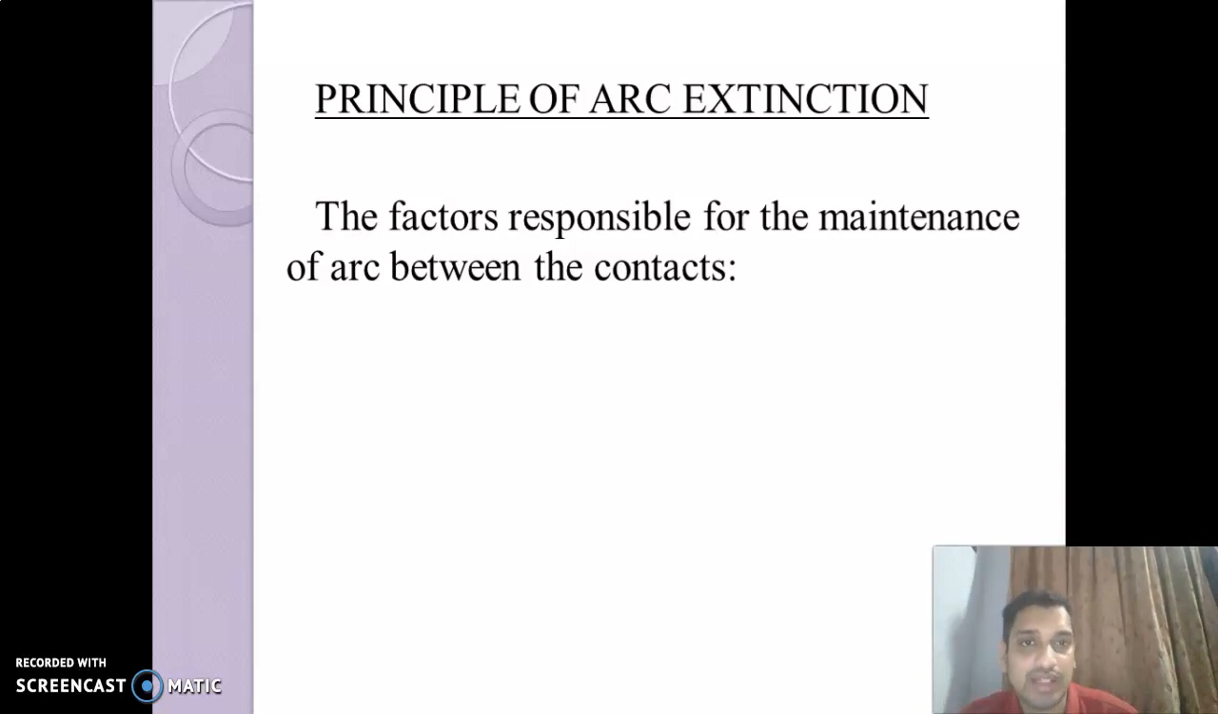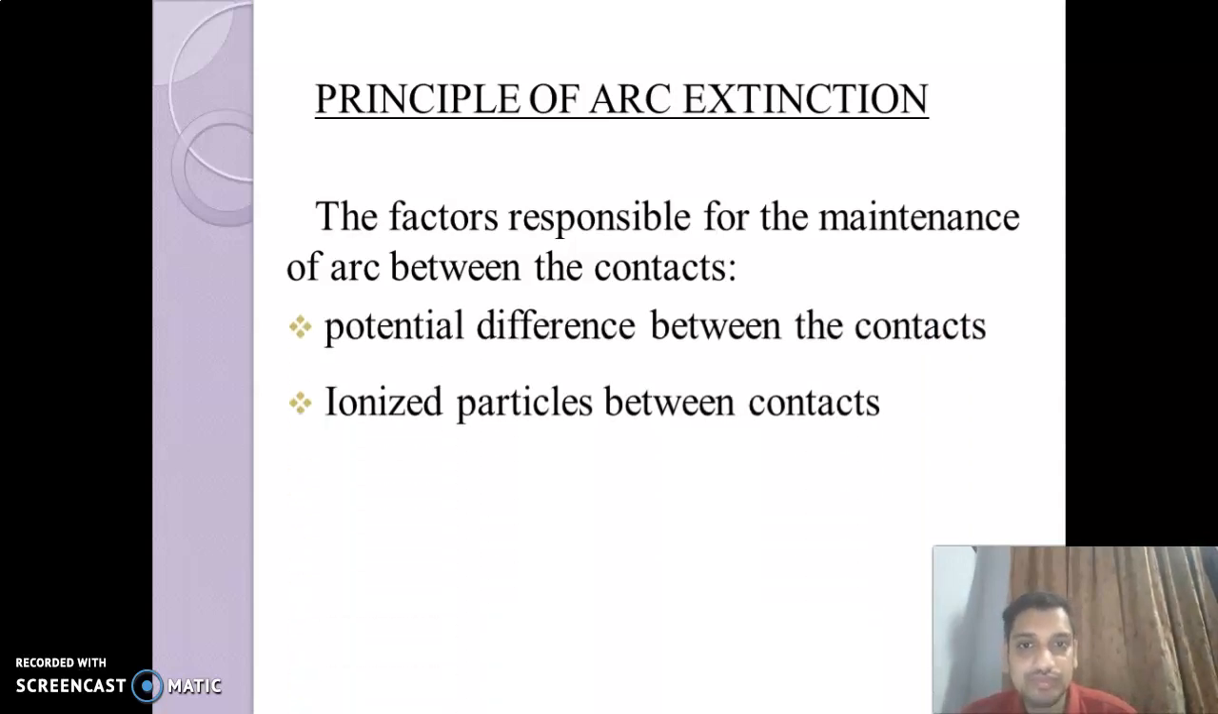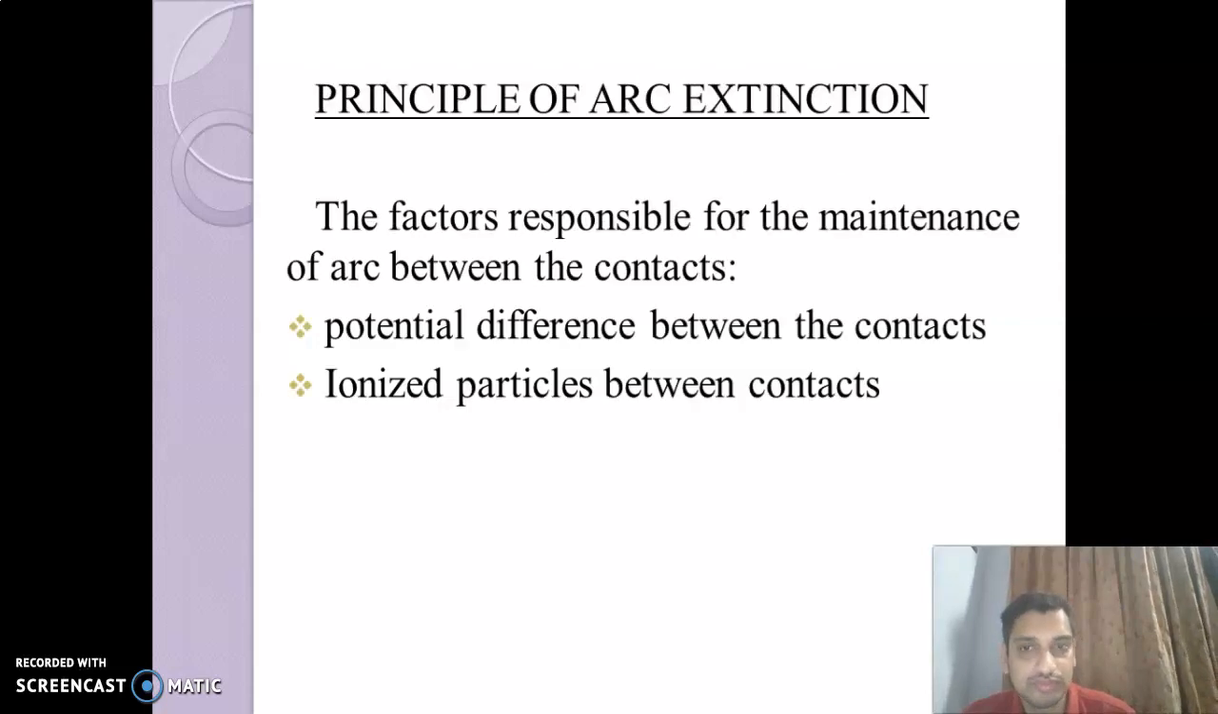Then the principle of arc extinction. There are two factors responsible for the maintenance of the arc: the potential difference, the voltage difference between the contacts, and the ionized particles between the contacts.